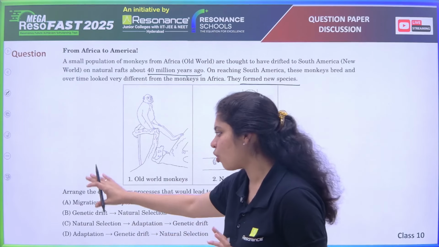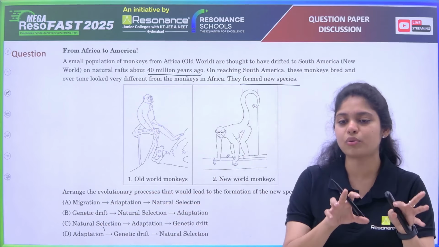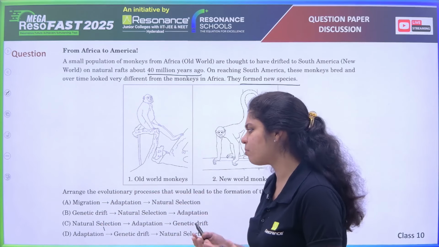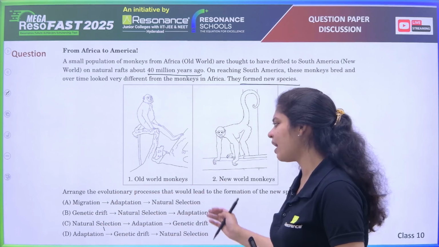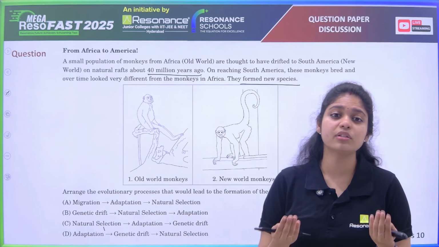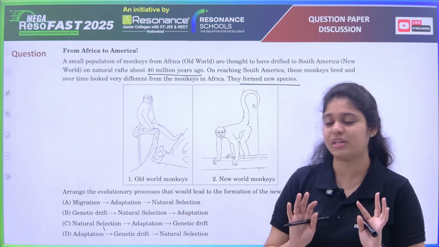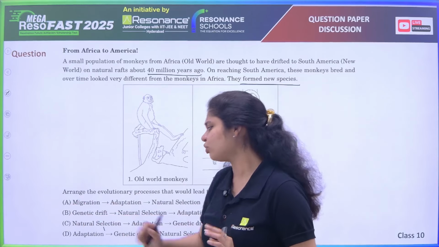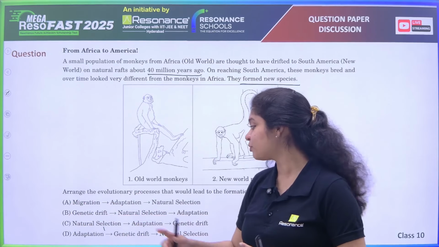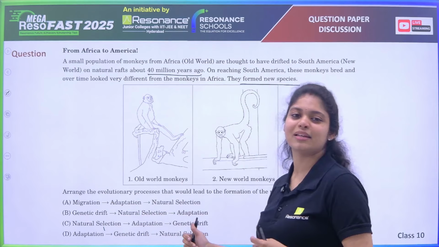So which of the options do relate to our concept? The first option says migration, adaptation and natural selection. Nature does not select it by means of adaptation. But the second option says genetic drift, natural selection and then adaptation.